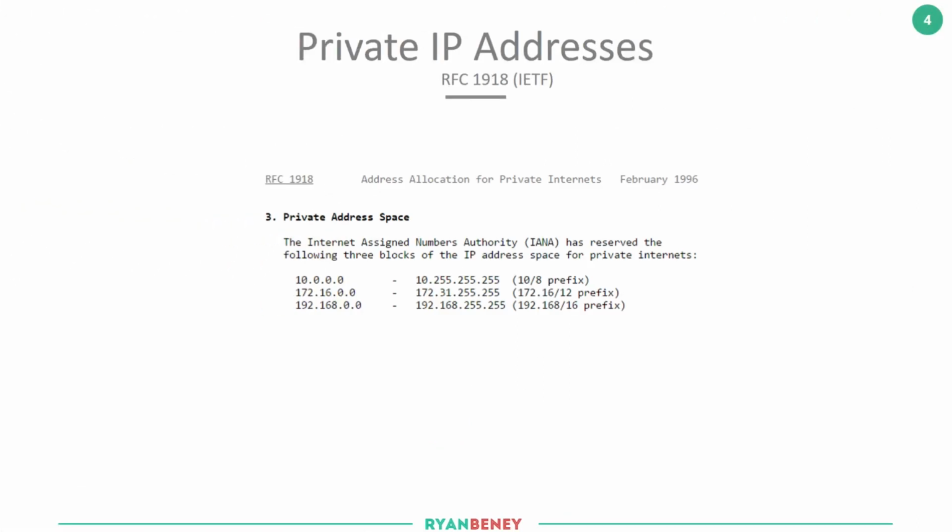Now, unlike public IPs, which require a central authority to manage the uniqueness of them on a global scale, private IPs are designed to be the complete opposite. They're actually designed to overlap in some space, and they're not assigned to anyone individually. In fact, what happens is the IETF, the Internet Engineering Task Force, created a standard, called an RFC, and the particular RFC relating to private addressing is 1918.